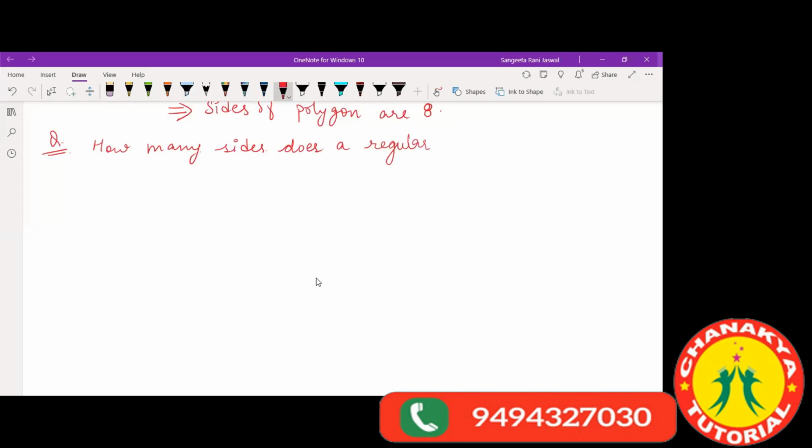How many sides does a regular polygon have if the measure of an exterior angle is 24 degrees? Okay, this is the question. So you can try. How many sides does a regular polygon have if the measure of an exterior angle is 24 degrees? So this question is exactly same as the previous question.